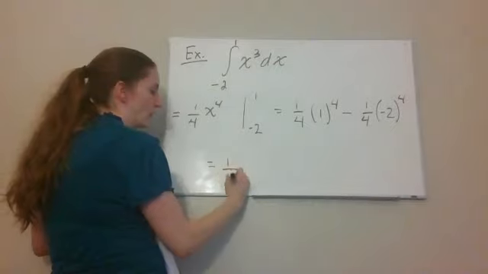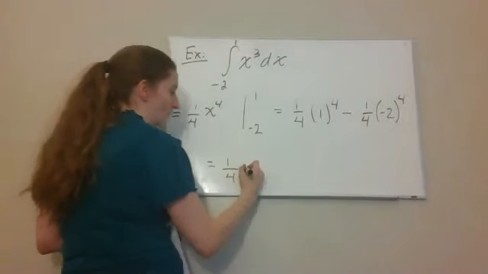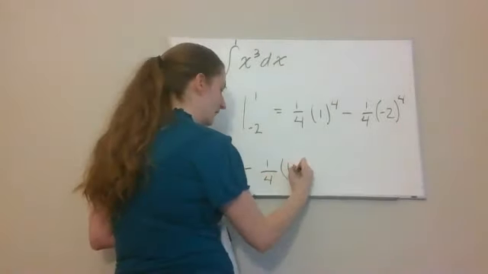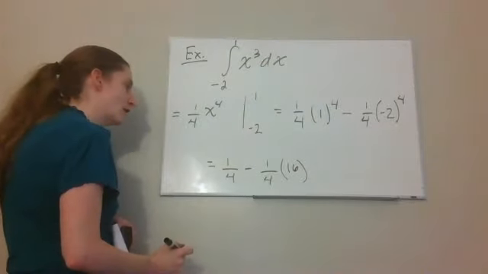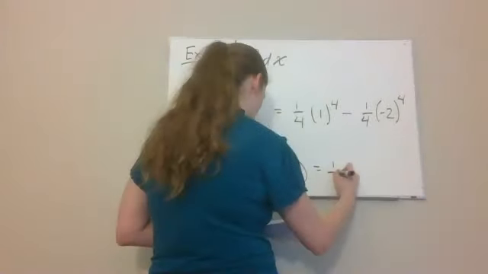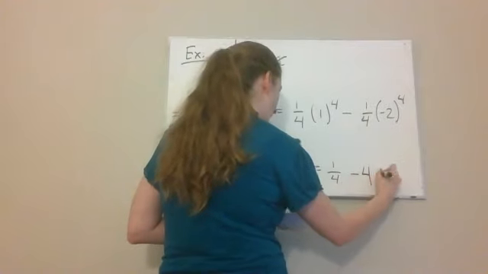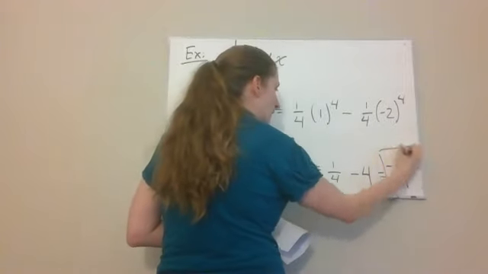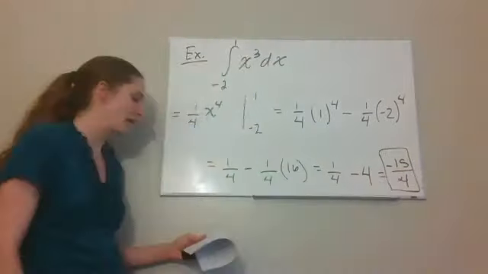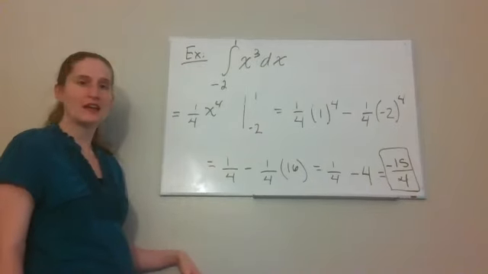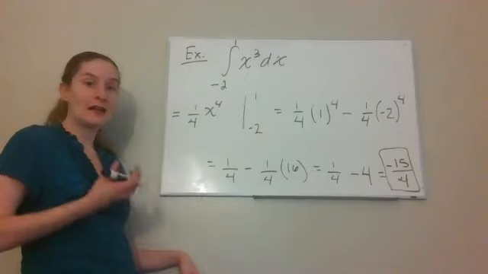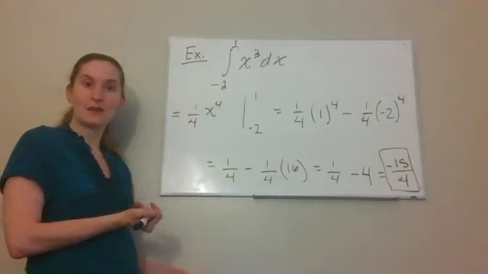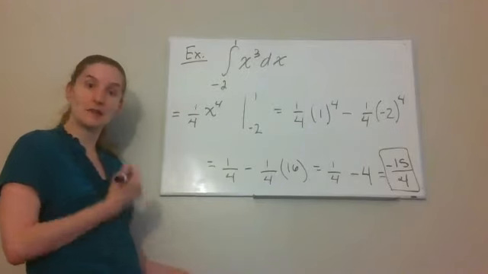I have 1/4 times 1 to the 4th, so that's just 1/4, minus a 1/4 times a -2 to the 4th, that's 16. So this is 1/4 minus 4, which is -15/4. So I got a negative area under the curve. All that means is that this graph on that particular interval has a lot of stuff beneath the x-axis. We consider the area above the x-axis to be positive and the area below the x-axis to be negative.